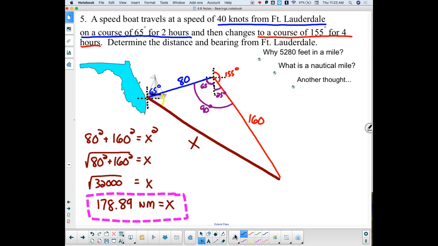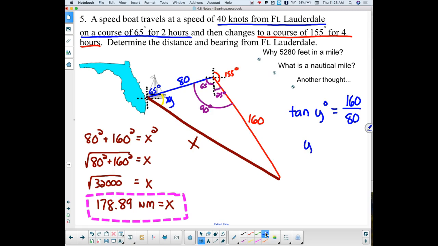You guys are thinking about this way too difficult. Inverse tangent. Why am I going to use inverse tangent, KB? Because you have an opposite and adjacent side. Actually, I don't want to use X. Let's call it Y. So the tangent of angle Y is going to be what? 160 over 80. TOA. What's 160 divided by 80? 2. So Y, in terms of degrees, is going to be the inverse tangent of 2.